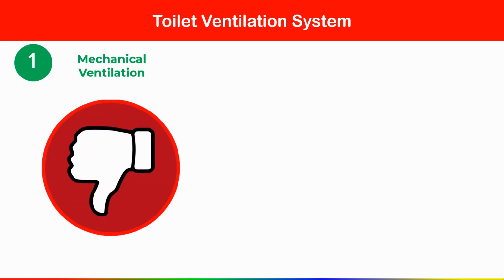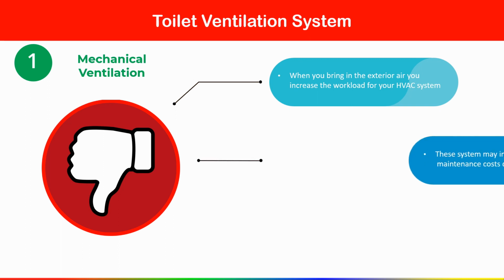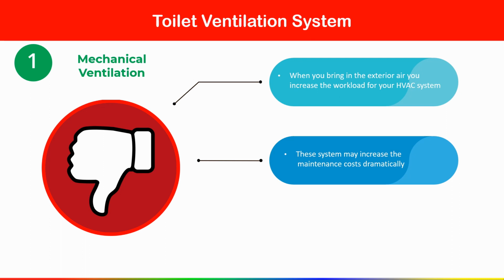Now the disadvantages of using a mechanical ventilation system. First, when you bring in the exterior air, you increase the workload for your HVAC system. If the load increases, the tonnage of your HVAC equipment will increase and the cost also increases. And this system may increase the maintenance cost dramatically.